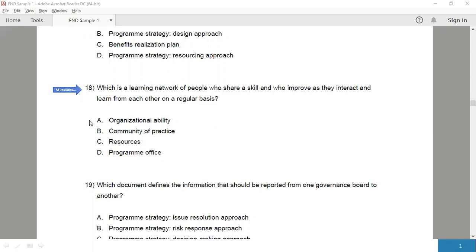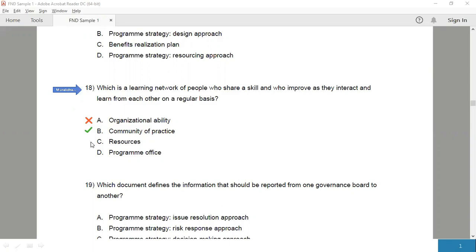Organizational ability is the overall capability of an organization to perform the work required to deliver outcomes of benefits with its current people, processes, and practices. So that would not be the correct answer. A community of practice, on the other hand, is a learning network of people who share a skill and who improve as they interact and learn from each other on a regular basis. It can be people who have a similar interest and who may want to form a group to discuss that topic of interest periodically and learn from each other, sharing their experiences.